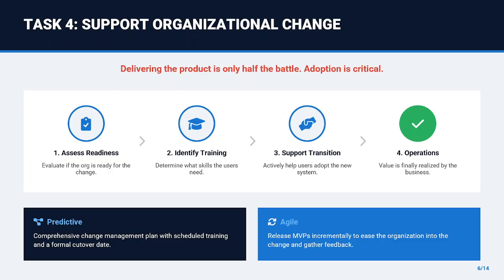Task 4 is support organizational change. Delivering the product is only half of the battle. If the organization doesn't adopt it, the project fails to deliver value. Look at the transition steps on your screen. You might assess the organization's readiness for change, identify training needs, and actively support the transition from project state to operational state. In Agile, this is done incrementally. You release MVPs and gather feedback to ease the organization into the change.